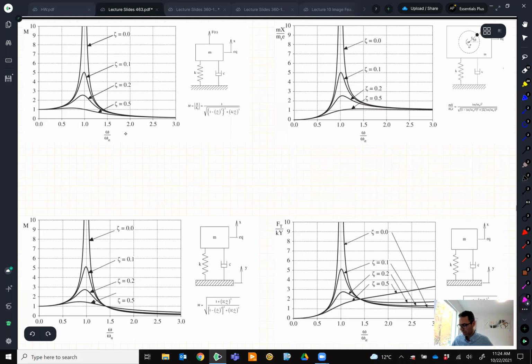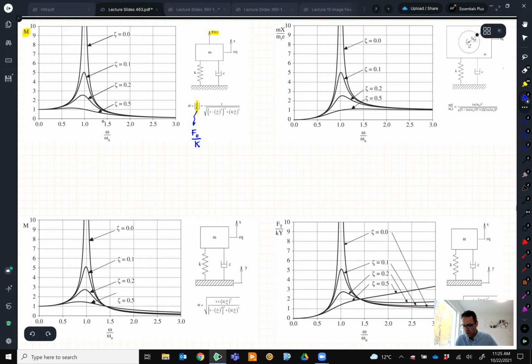So let's go one by one. The first one, M, right? All of them are M. It is for the simplest case that we had, a harmonic excitation, F(t), and we were only interested in knowing X. Okay, so we said M is X over X0, where X0 is F0 divided by K. So that's our first formula that we have.